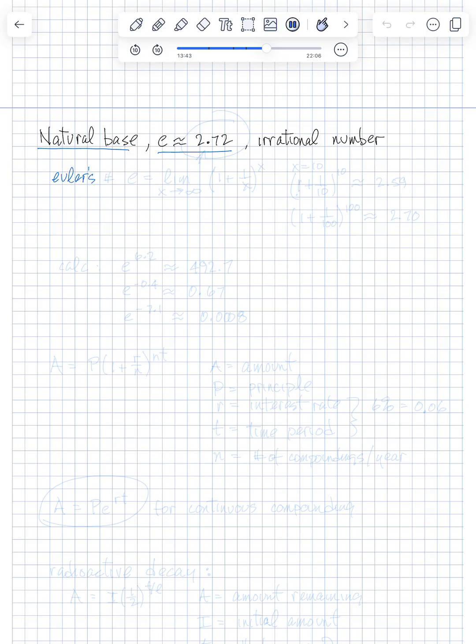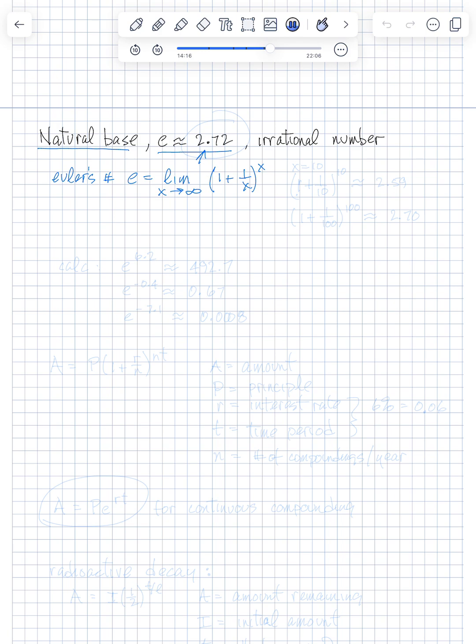A German guy came up with this, and the formula for Euler's number, e, is equal to the limit as x approaches infinity of (1 + 1/x)^x. So what does this mean? This means the larger x becomes, the closer it's going to approach this number of 2.72.